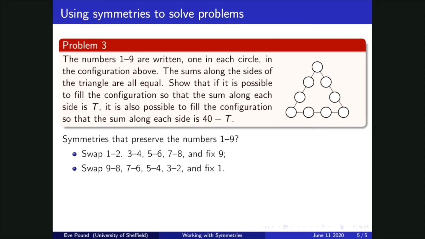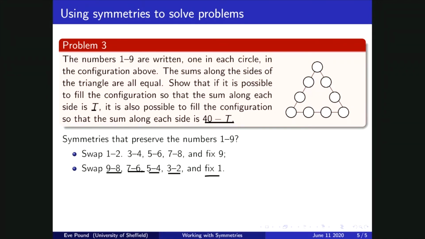We could also fix the other end of the string of beads, and we could fix the number 1, and then we could swap 2 with 3 and 4 with 5 and 6 with 7 and 8 with 9. Now, the problem with that is we have no idea whatsoever what it's going to do to our totals. It could completely mess things up. It could do what we want occasionally, but in general it almost certainly won't.